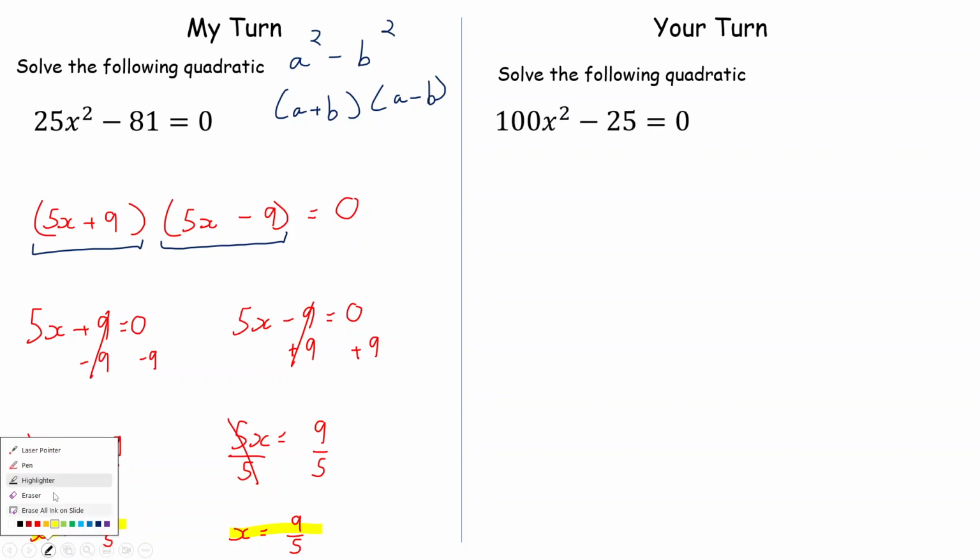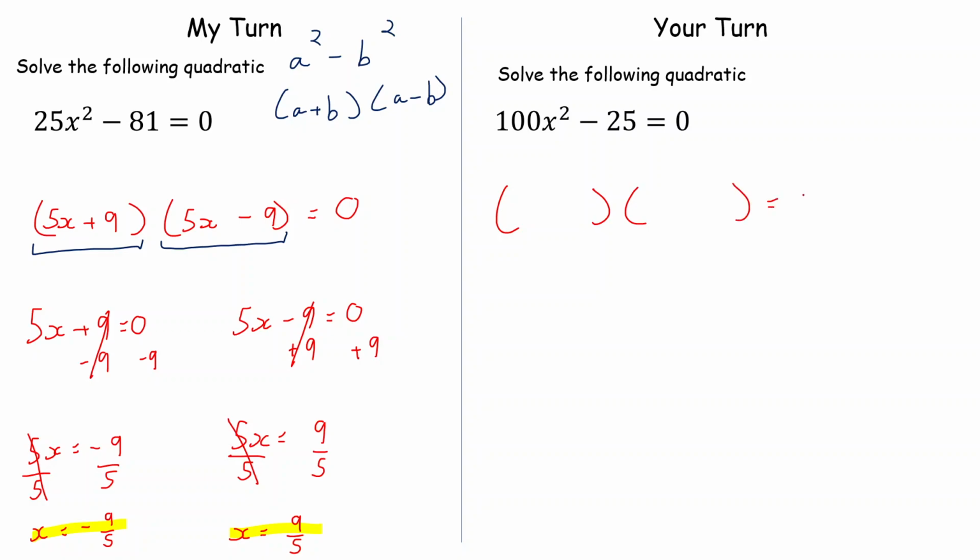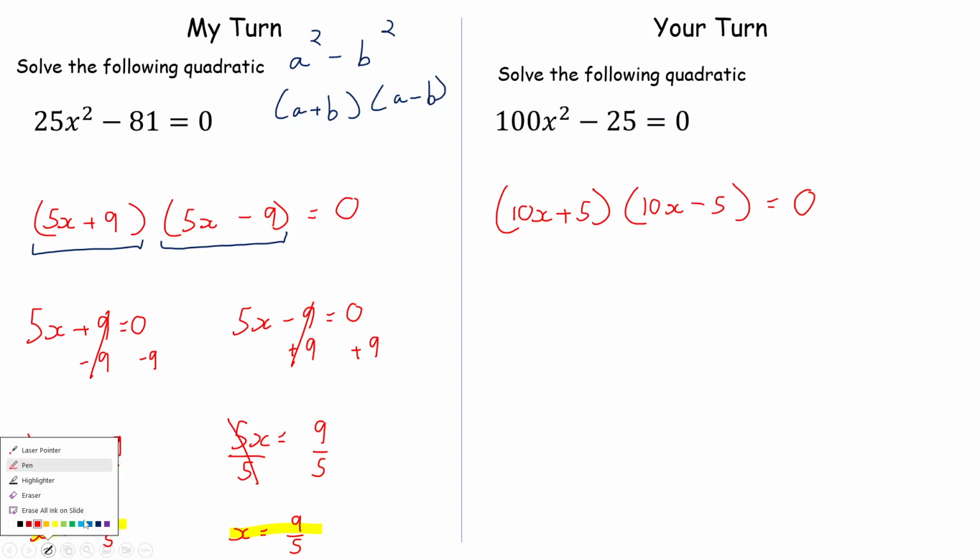Okay, so this one, pause the video and give this one a go, but the same sort of idea again. We can recognize again that 100 is a square number, so we can put it into a pair of double brackets. The root of 100 is 10, and the root of x squared is x, so it's going to be 10x at the start of both brackets, and the root of 25 is 5, so we've got 5 at the end of the brackets, always plus in the first, and then the second one is going to be negative. And then we just go through and solve the two equations that we've got here.